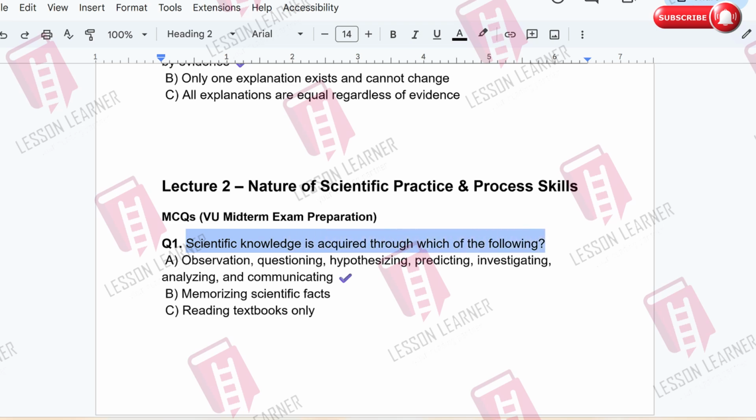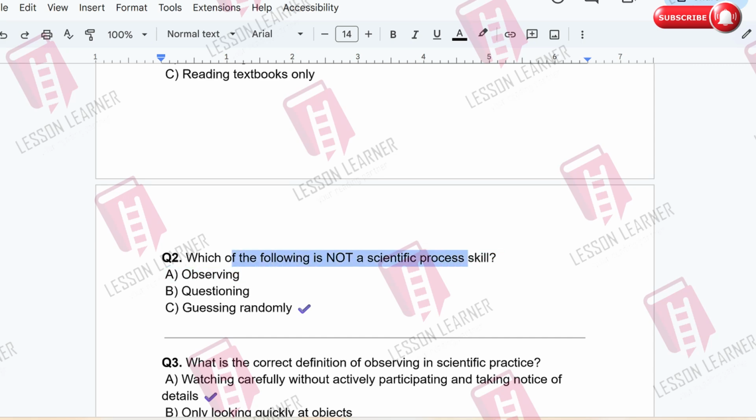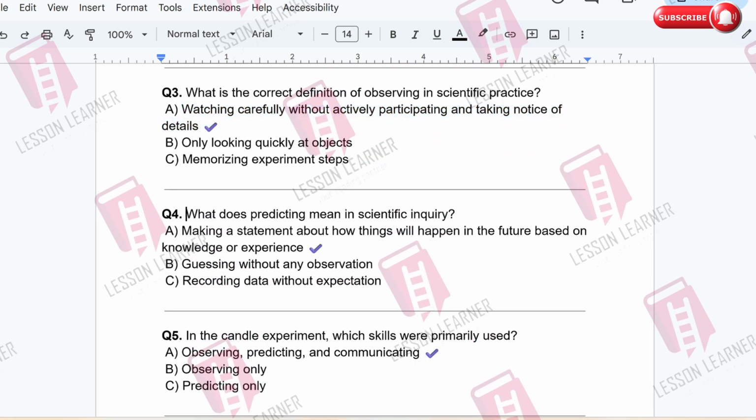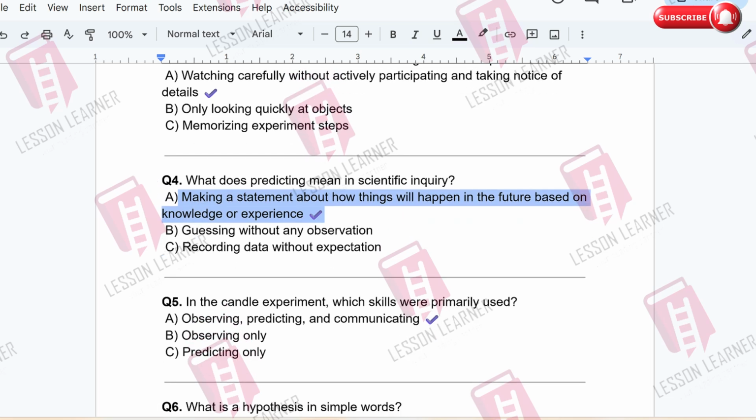Scientific knowledge is acquired through which of the following? Observation, questioning, hypothesizing, predicting, investigating, analyzing, and communicating. Which of the following is not a scientific process skill? Guessing randomly. What is the correct definition of observing in scientific practice? Watching carefully without actively participating and taking notice of details. What does predicting mean in scientific inquiry? Making a statement about how things will happen in the future based on knowledge or experience.